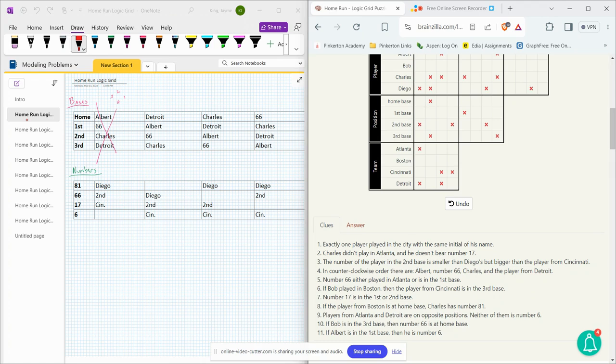I went through and put all of the possible ways these could be. So Albert's in home, they go counterclockwise. That means first place would be 66, second place would be Charles, third would be Detroit, or Albert could be first, and then they'd cycle through. So those are just all the possible cases.